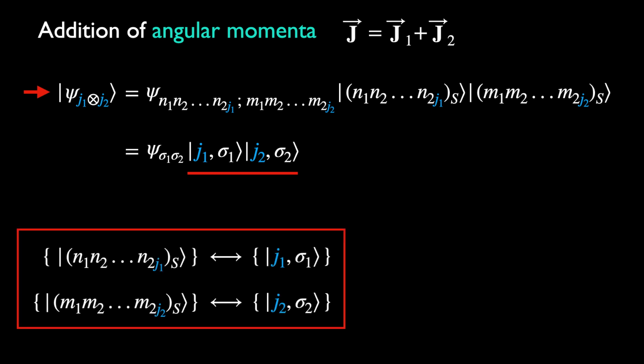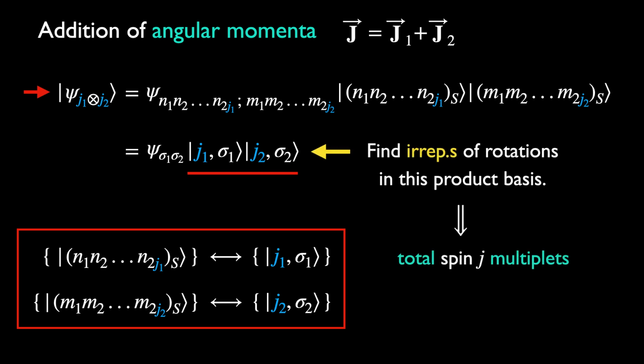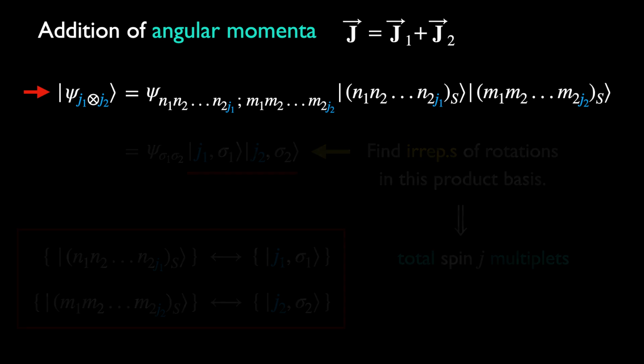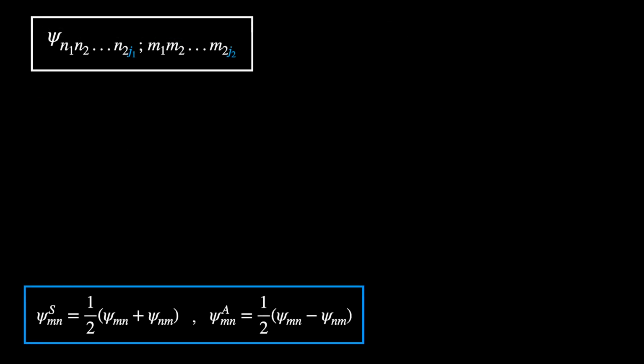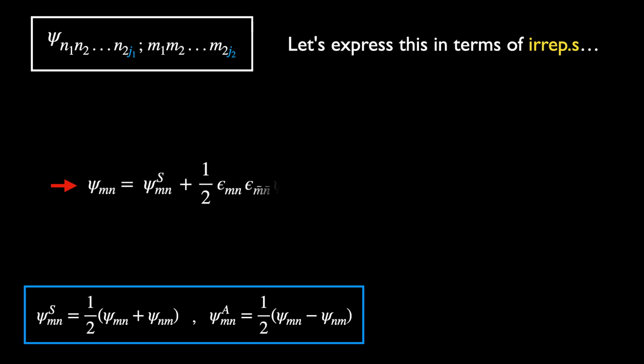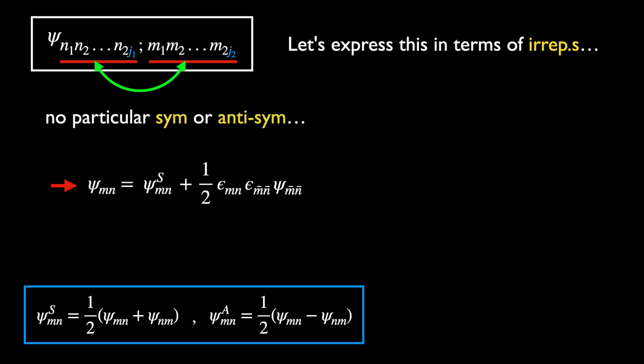Our task now is to find all the irreducible representations in this product basis. These are the total spin multiplets. Let's focus on the tensor of this state. Let's try and express this in terms of irreducible representations. The way we do this is to use the decomposition formula from earlier. For a tensor with no particular symmetry between two of its indices, this allows us to write it as a sum of two components that do have definite symmetry and anti-symmetry. This works for any pair of indices in a multi-index tensor.